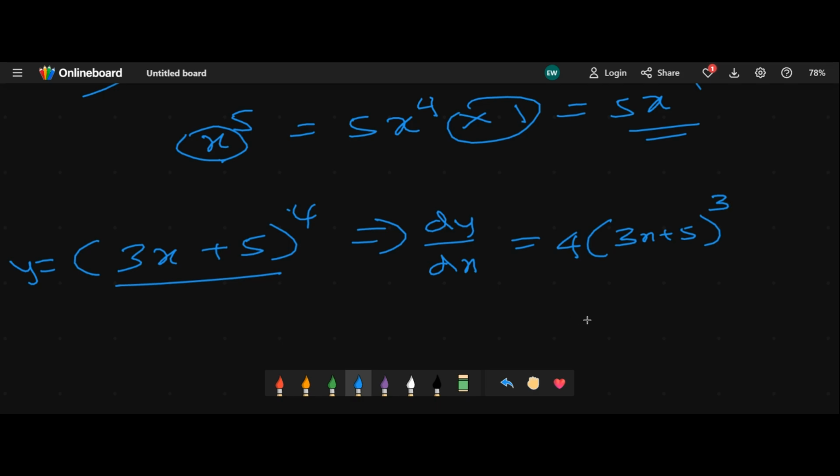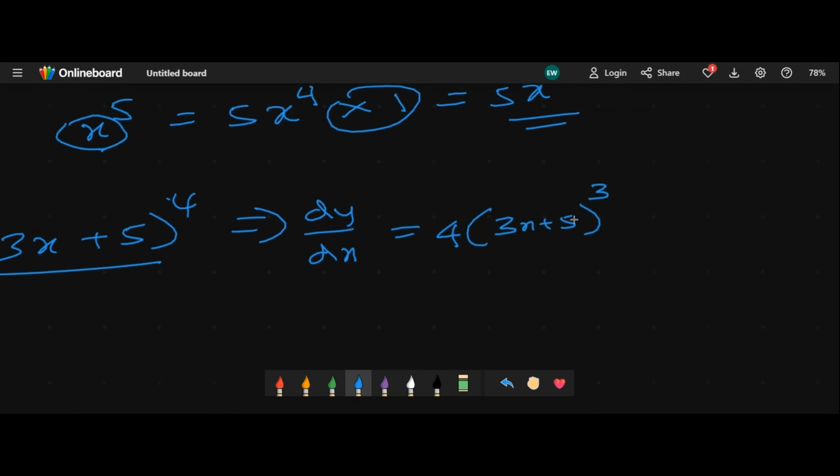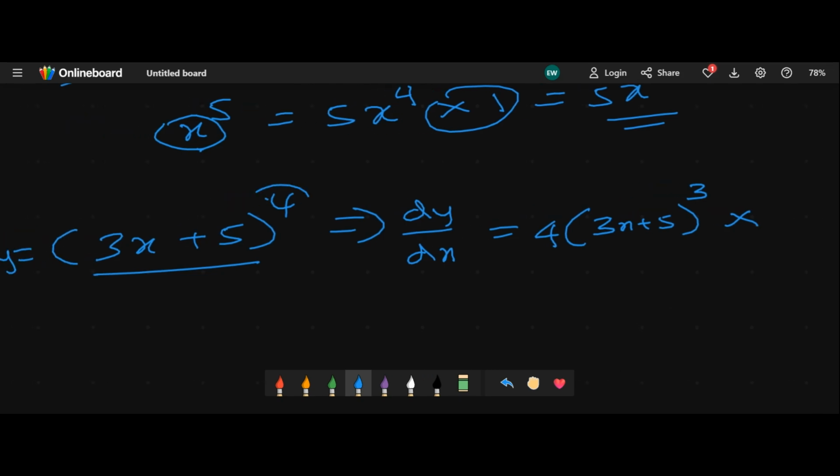So you shouldn't stop here. You have to write an additional thing: the power is for what? The power is for 3x plus 5. You have to differentiate this. You have to differentiate the inner part, 3x plus 5.